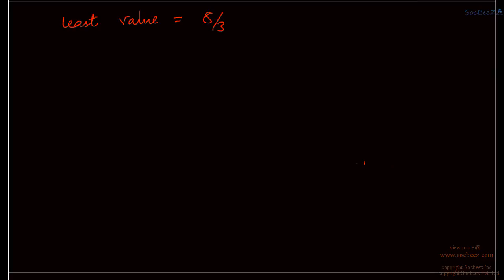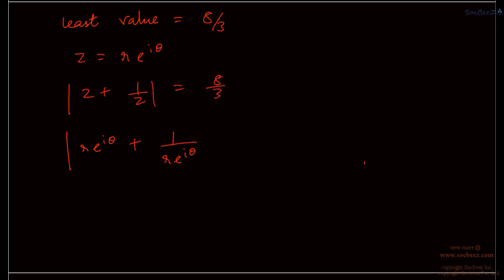So let us now write z in the polar form. z is nothing but r times e power i theta, right? So z plus 1 by z now is equal to 8 by 3. Now let us expand everything. Substitute this 1 by r, so this is r e power i theta plus 1 by r e power minus i theta.